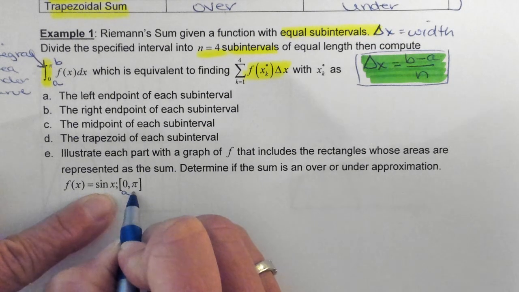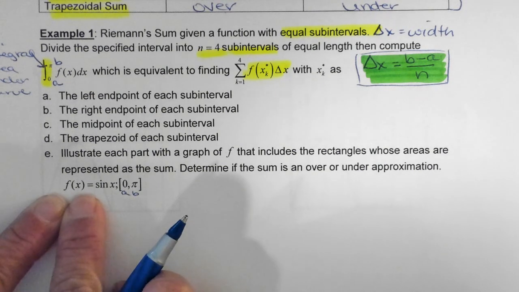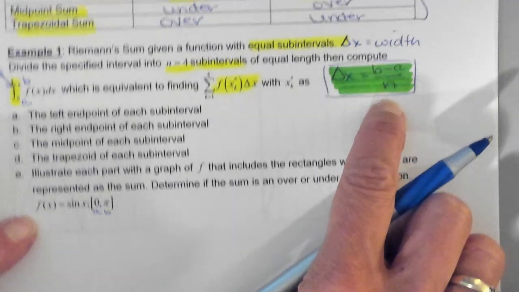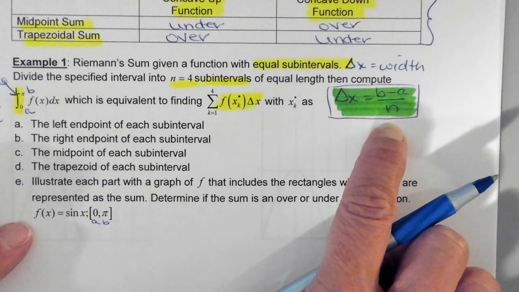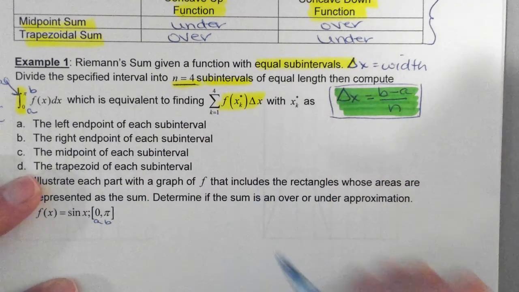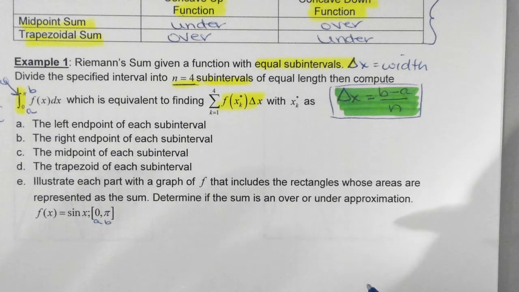This goes from A to B. Everybody with me? This right here is your function. Okay? N represents the number of subintervals. Really, what that means is how many rectangles are we using? And here they give you N. Okay, everybody good so far? So these are things that you need to look for.